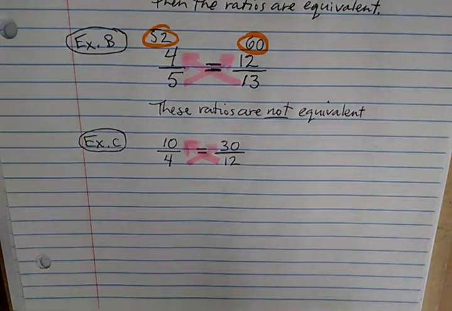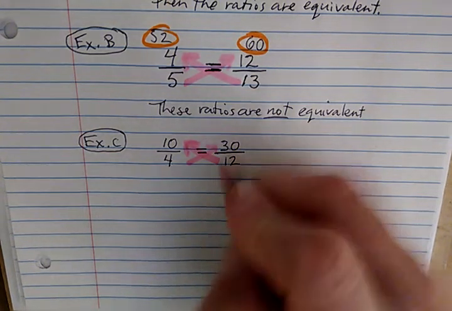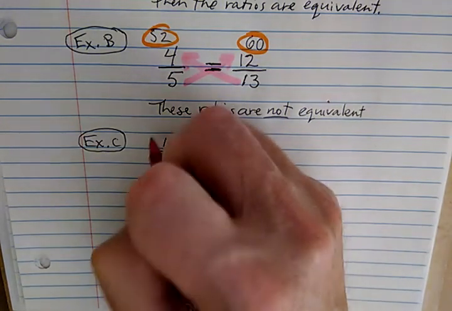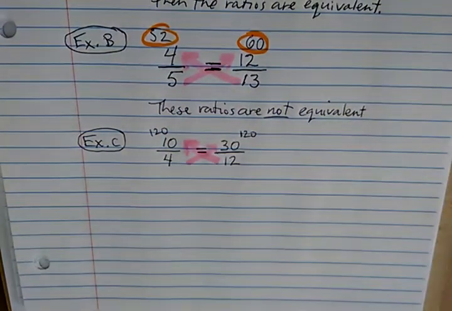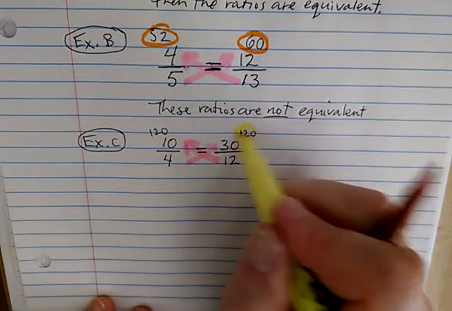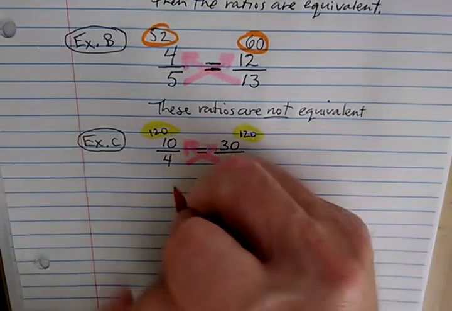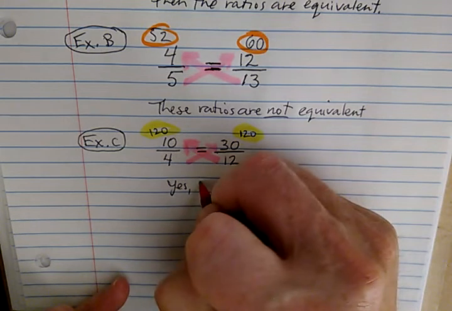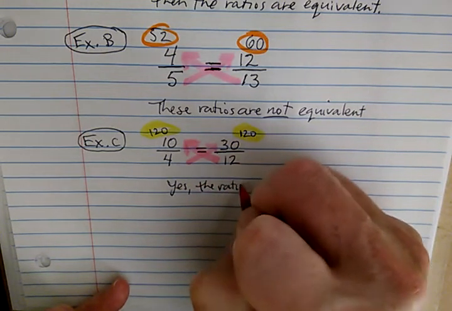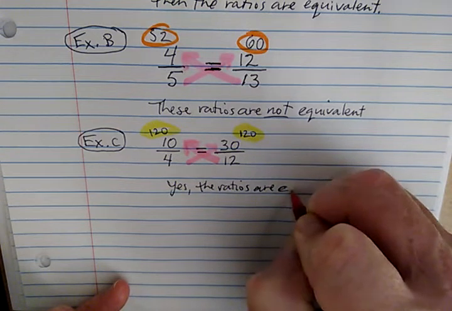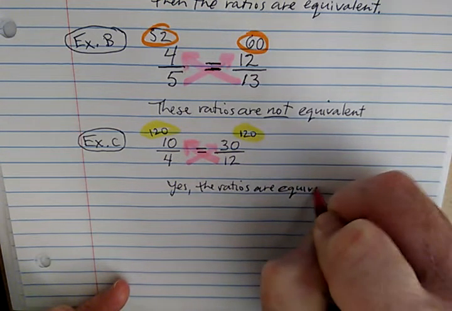Alright, so when you do the cross multiplication, you should have gotten 4 times 30 is 120, and 10 times 12 is 120. So they do come out to be equal. This one is equal to that one, and therefore yes, the ratios are equivalent.